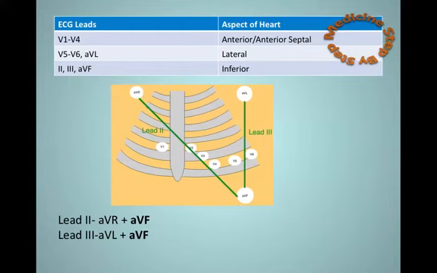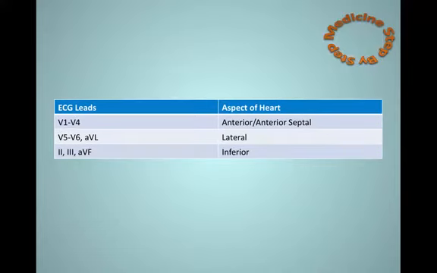As I mentioned earlier, the virtual leads are made using a combination of the other leads. Lead 2 is derived from a combination of AVR and AVF. Lead 3 from a combination of AVL and AVF. And so inevitably, by being derived from AVF, lead 2 and 3 look at the heart inferiorly. So hopefully now that this makes sense to you, it will be easier to remember and apply.